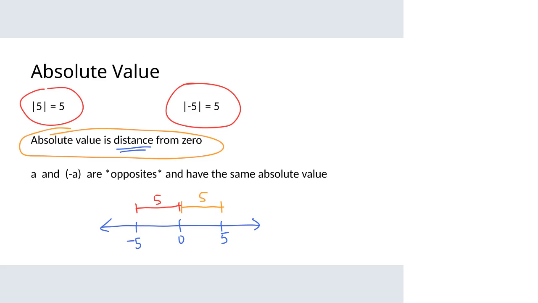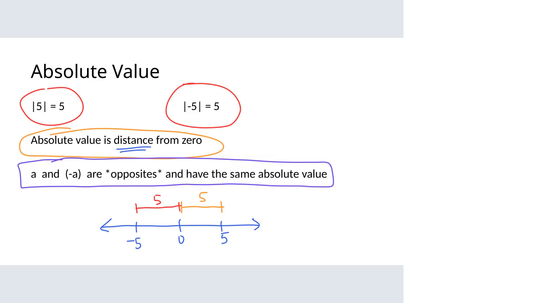One of the reasons that's important for us is because of the idea of an opposite. Whenever we have numbers like 5 and -5, those are called opposites. Opposites have the same absolute value, but they're on opposite sides of 0. One of them is positive, one of them is negative. The number a and -a are opposites, and they have the same absolute value. Here, 5 and -5 would be opposites, and they have the same absolute value.